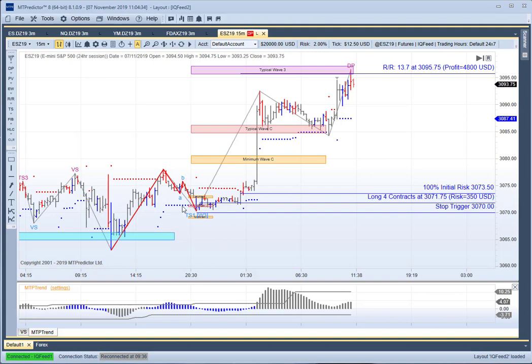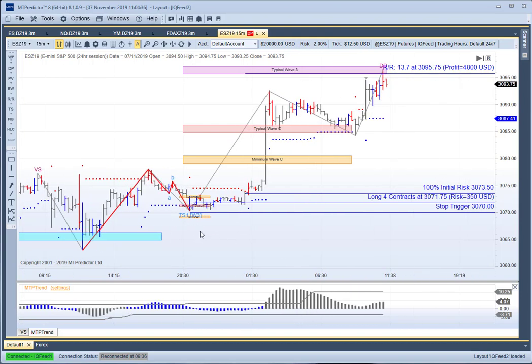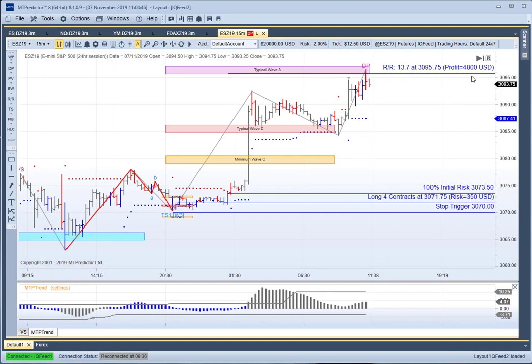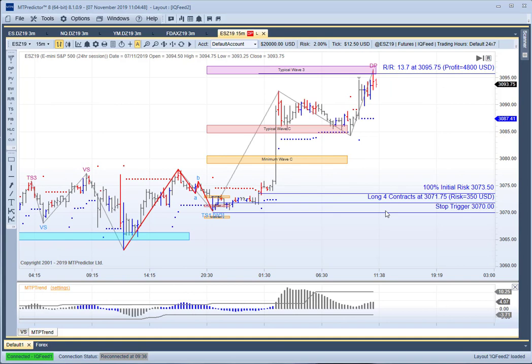And this is why we like our W3 or Wave 3 trade setups, because it allows you to capture the Wave 3, in other words the strongest and longest swing in a completed 5-wave sequence. So over time, hopefully your profits are large, not just large in dollars, but large in relation to the initial risks. So hopefully this has been a good example of one of our MTPredictor trade setups. In fact, one of our favorite MTPredictor trade setups, the W3 trade setup.